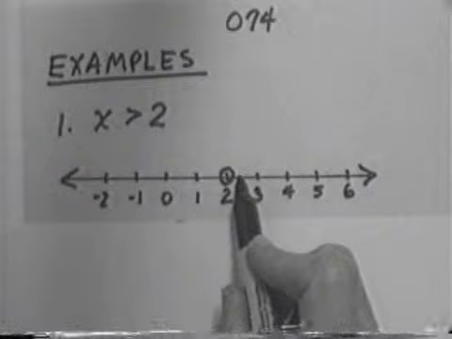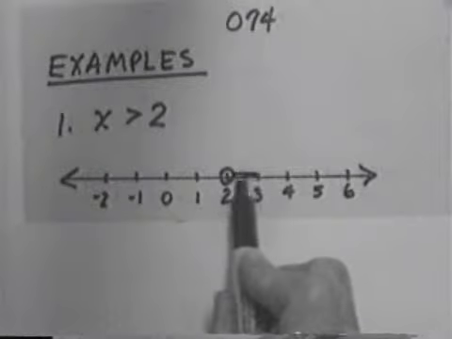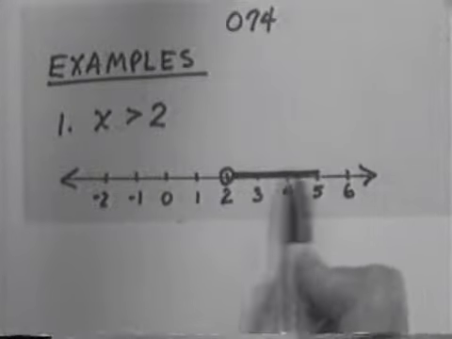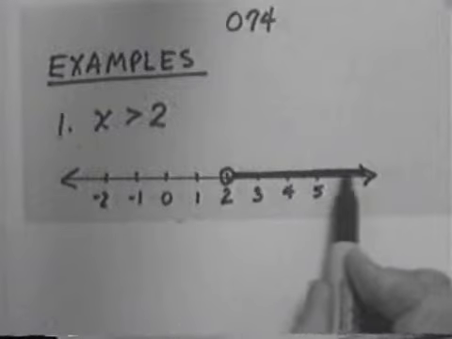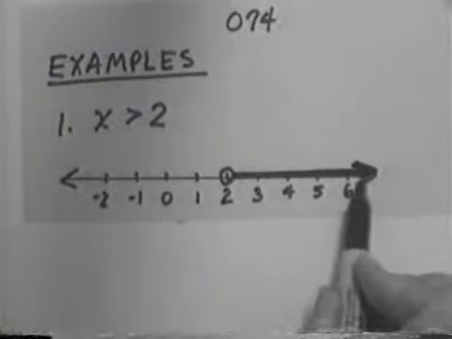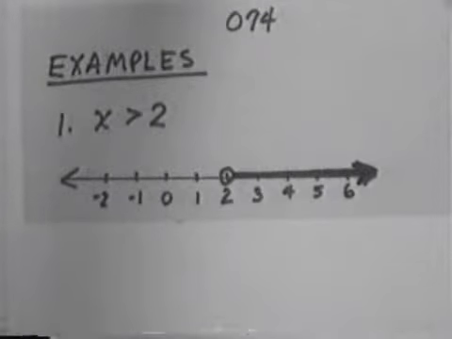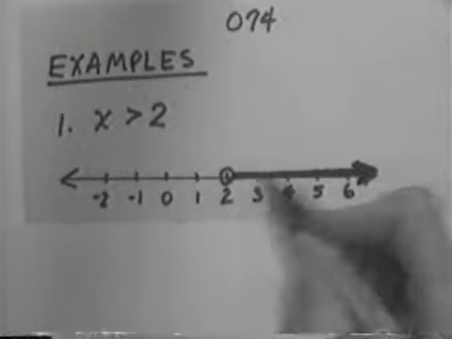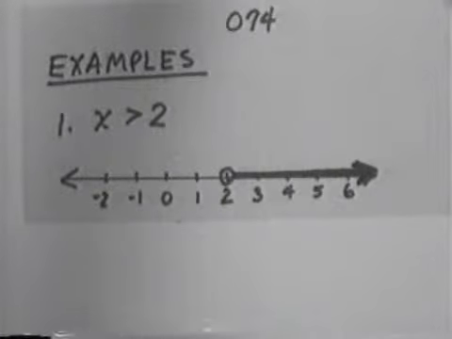Numbers to the right of 2 are the numbers that are greater than 2, and so I'll shade in all the numbers that are to the right of 2 going out forever. So here's a picture of x is greater than 2. Do not include 2, but include all the points that are to the right of 2.